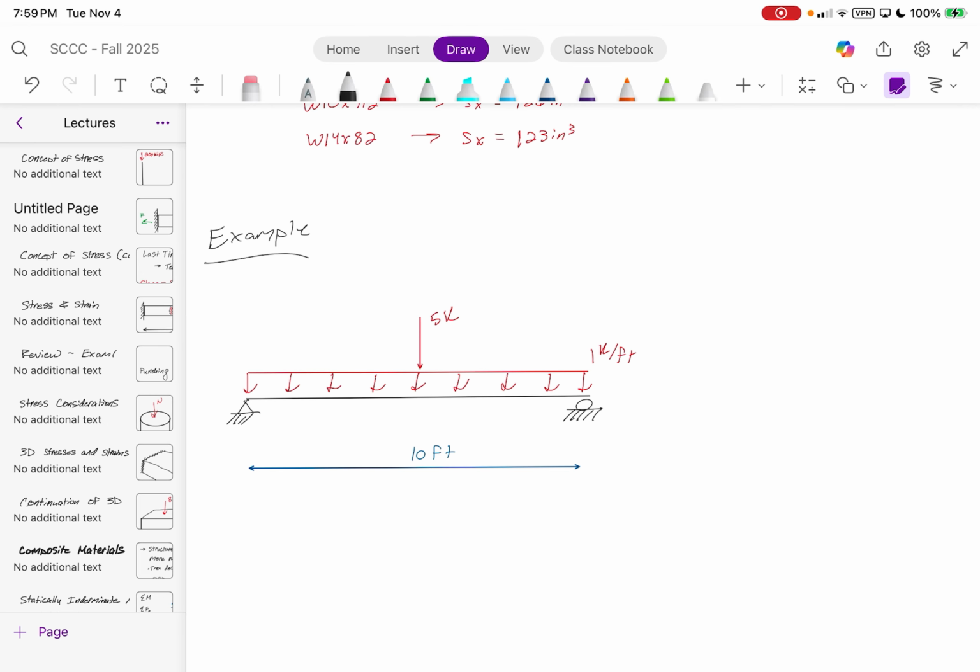Did you use Figure 1? Figure 1 seems logical, but the only issue is you're forgetting about the point load in the middle.